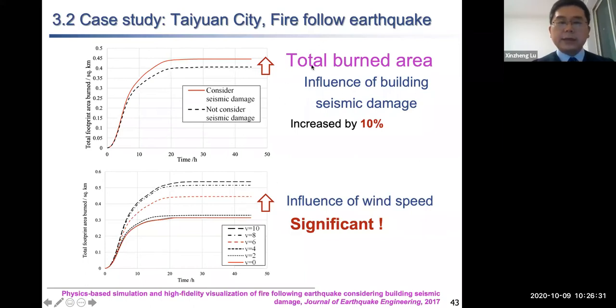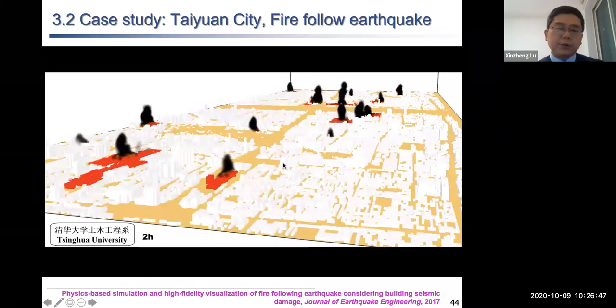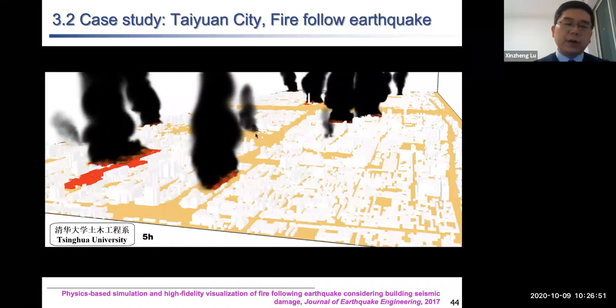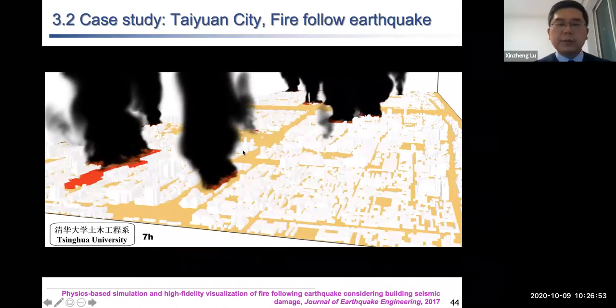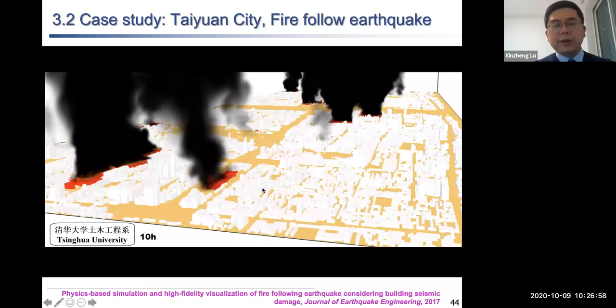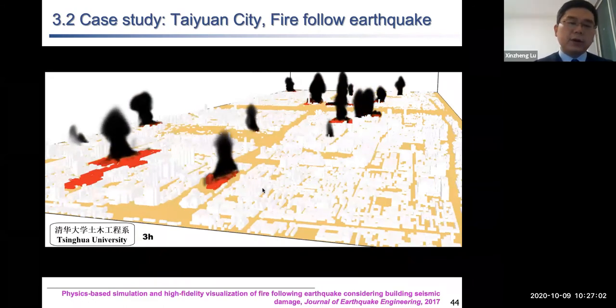And we can see that the total burning area will increase after the building damage, and the wind speed will have some significant effect on the fire burning area. This shows the advantage of this method. And we also can use the physics-driven model to simulate the fire-induced smoke after the earthquake. This scenario is the simulated scenario. We can see that it can provide a very realistic simulation of this fire following earthquake.